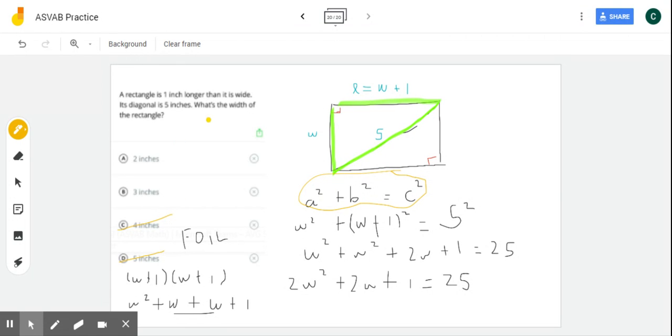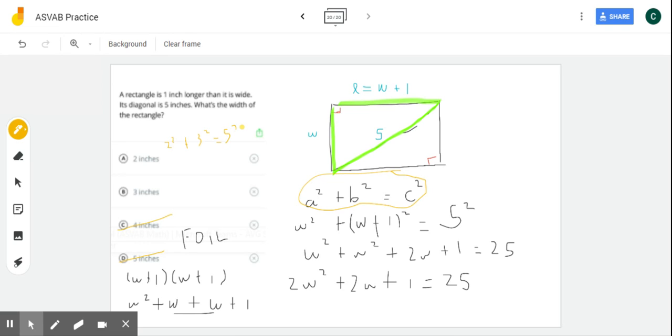So again, this is the width. If 2 is the width, then 2 squared, and then the length would be 2 plus 1, which is 3 squared. That has to equal 5 squared, which is 25. I'll write it 5 squared.